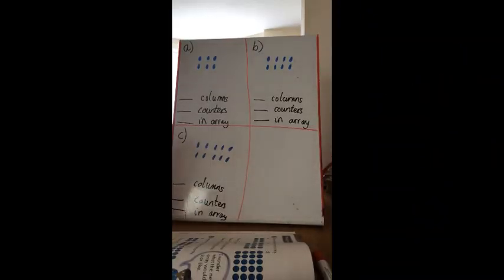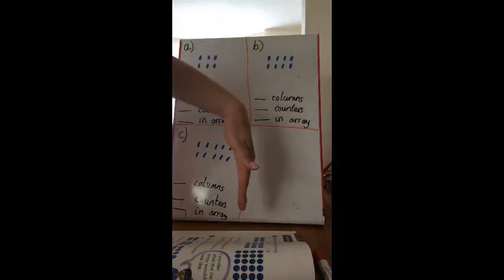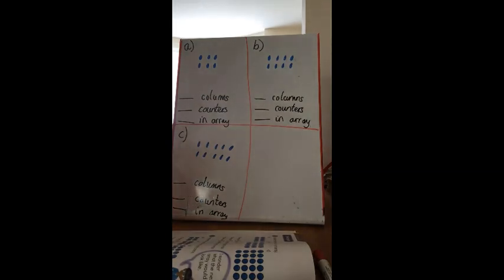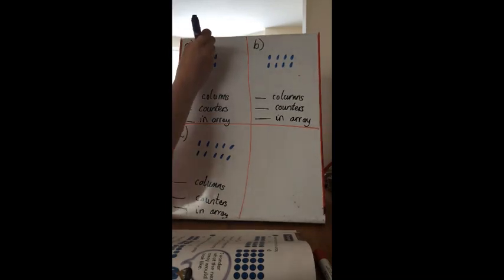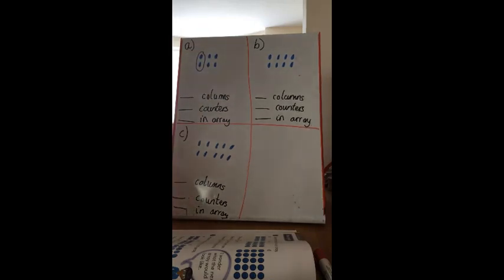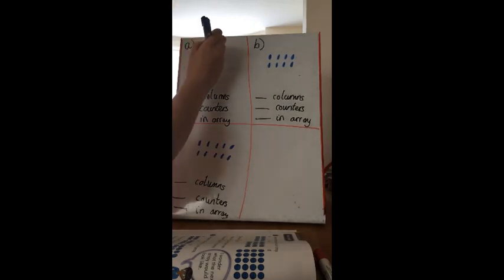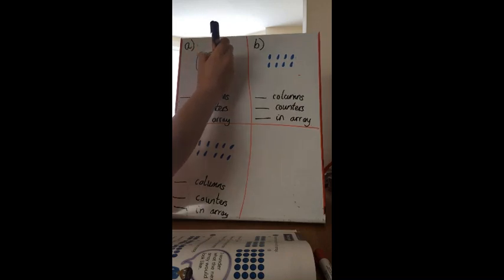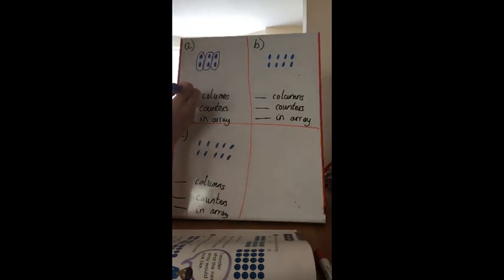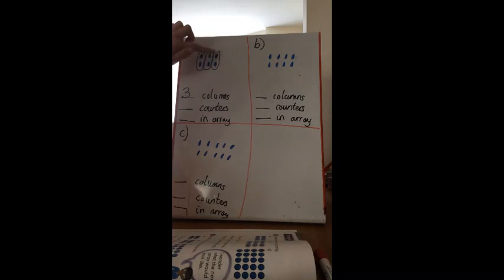Question 2 is the same, but instead of looking at our rows, we're looking at our columns. So we need to know how many columns are in our first array. So columns are going down. So here is my first column, counting downwards. So 1 column, 2 columns, 3 columns. So there are 3 columns. How many counters are there in each column? So in this 1 column we have got 2 counters.